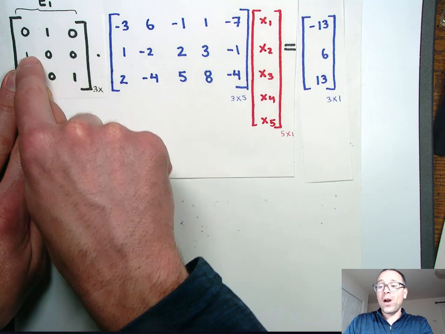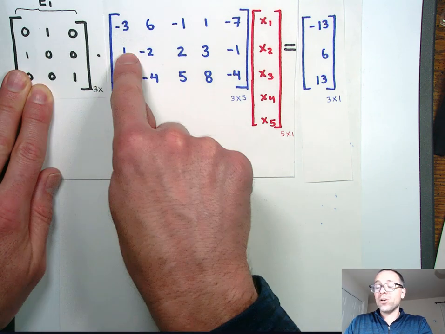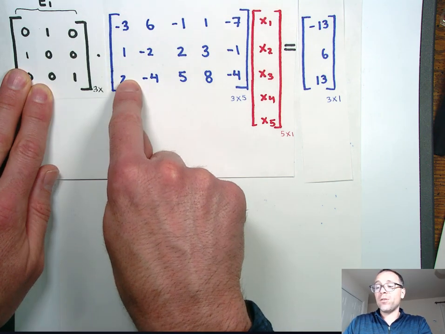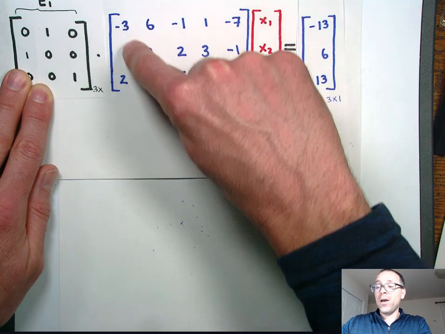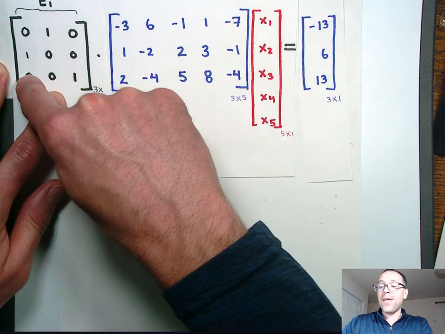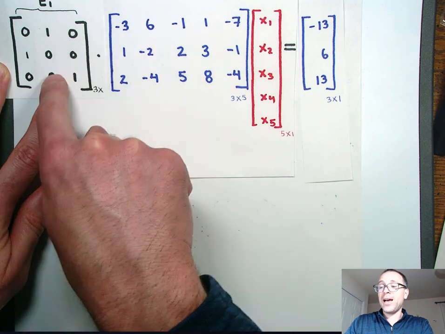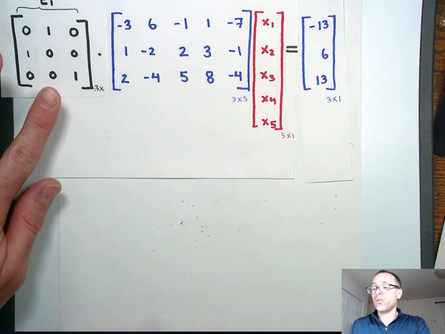In row 2, I'm going to grab 1 copy of the first row, 0 copies of the second row, 0 copies of the third row. That grabs row 1, puts it down to row 2, and then the third row is left alone. 0 times that, 0 times that, 1 times that, third row stays alone.